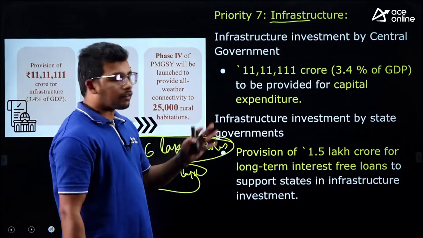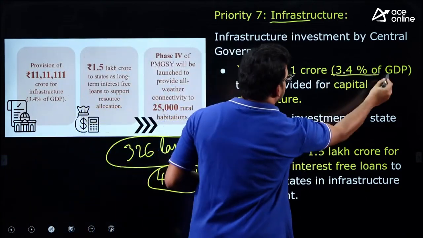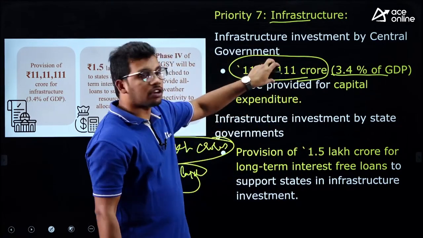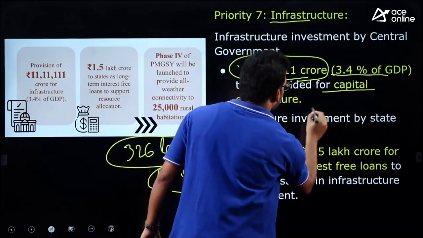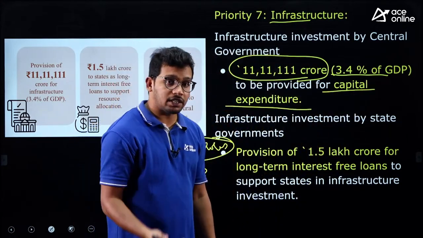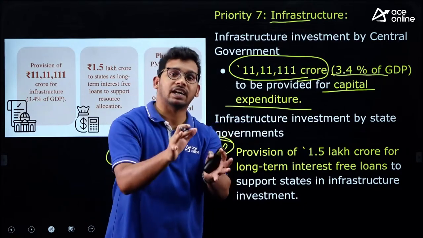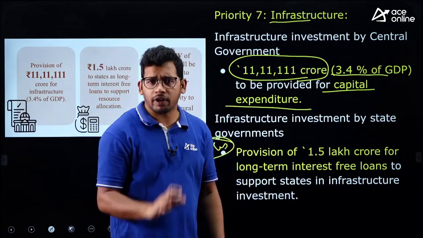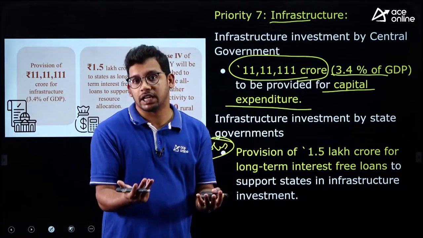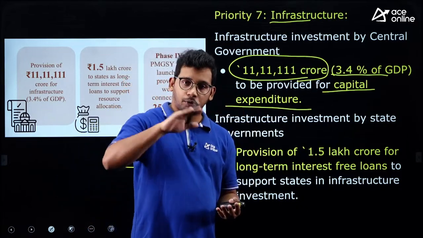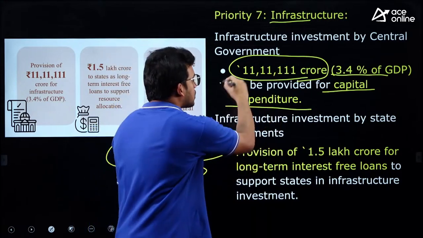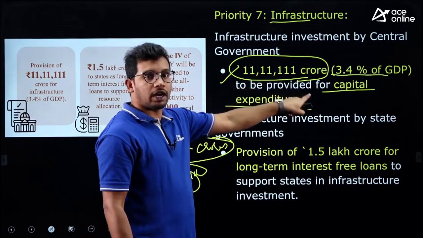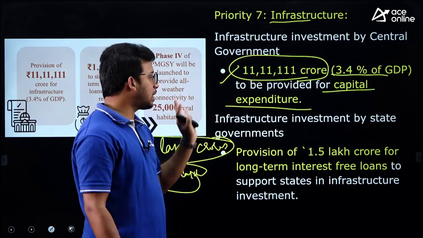Yes. So out of that total GDP, 3.4% amounts to 11,11,111 crore. This much money the government is going to invest in capital expenditure. Capital expenditure means government expenditure which creates assets, and in future they will get the money back. For example, roads and highways that the government creates, you need to pay toll, so the government gets a lot of money from this infrastructure. For this purpose the government is going to invest 11,11,111 crore in capital expenditure, right.